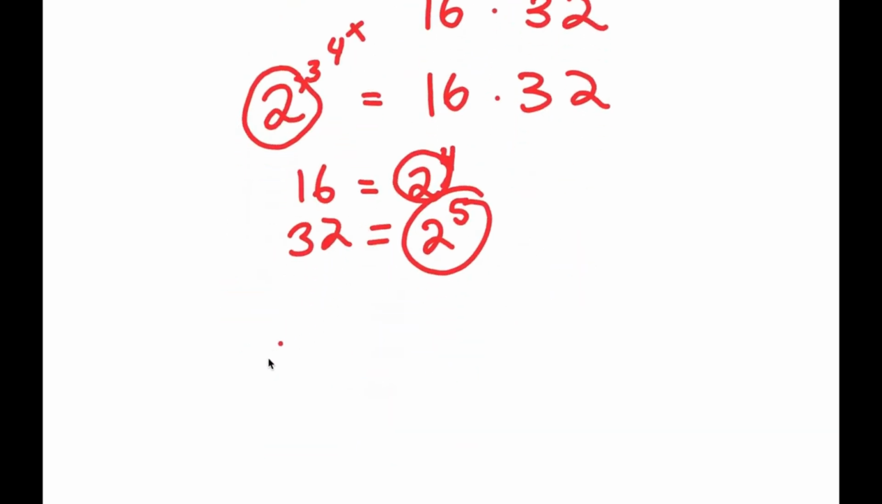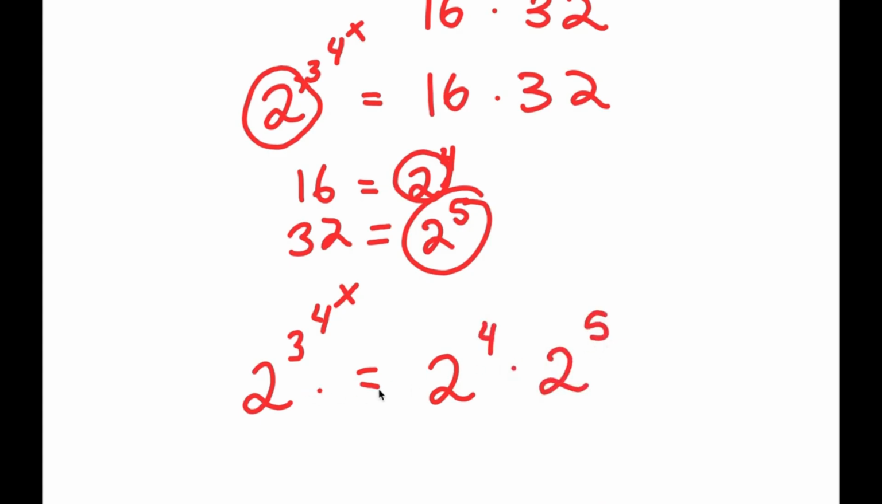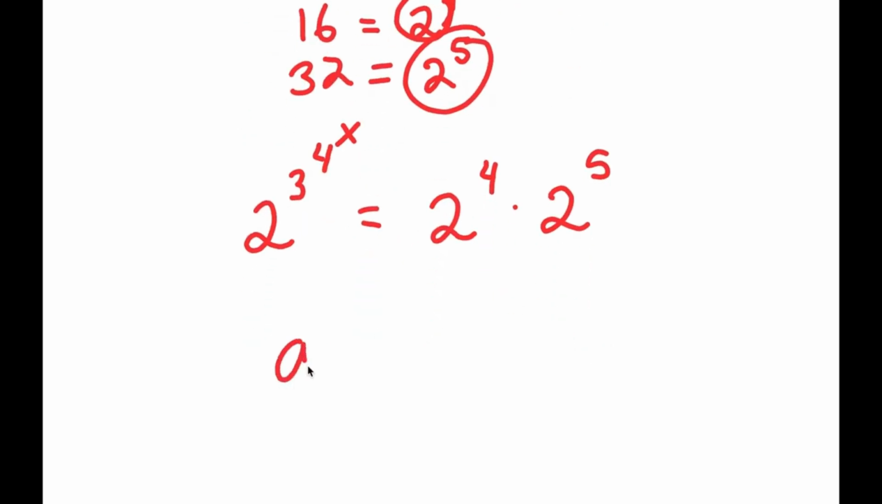So now I can rewrite this as 2 to the power of 3 to the power of 4 to the power of x is equal to 2 to the power of 4 times 2 to the power of 5. Now all my terms are bases of 2. Now if I have something in the form a to the power of m times a to the power of n, this is equal to a to the power of m plus n.